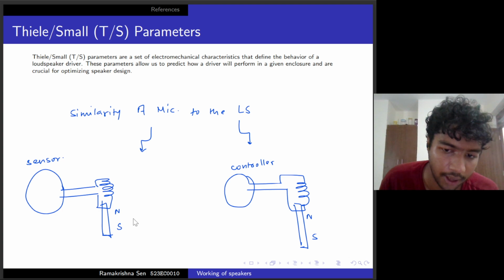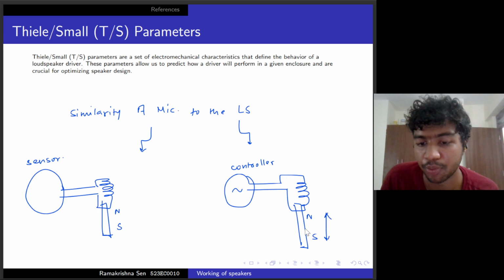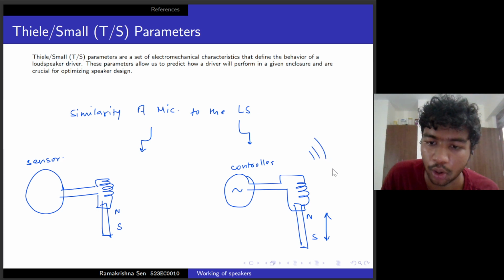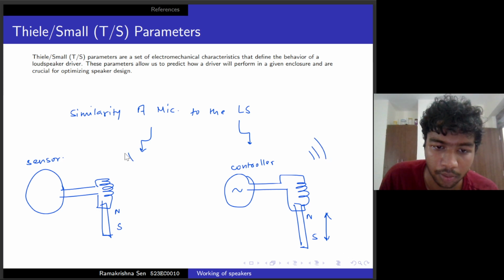Now, if I'm able to generate movements, then I will need a controller. I have an AC signal, and this is able to generate movements in the magnet, right? And once it generates movement, I'm able to generate audio frequency. Now, if it's the same, I'm able to move this solenoid using my audio frequency, right? If I'm able to do that, then I'm able to generate force using Lenz's law, right?